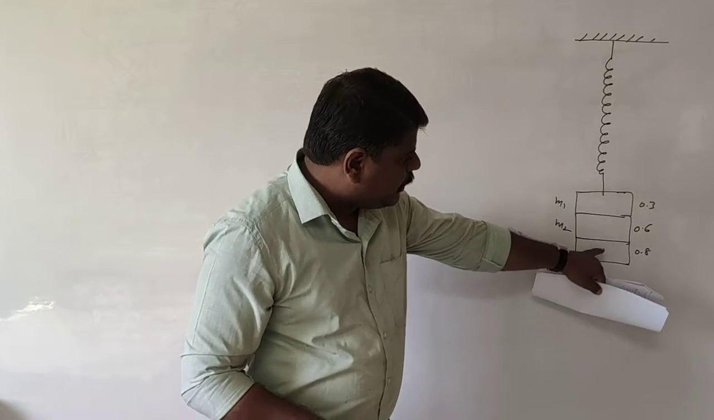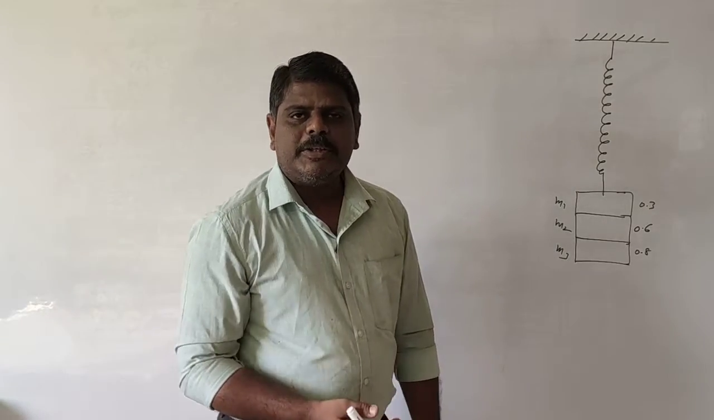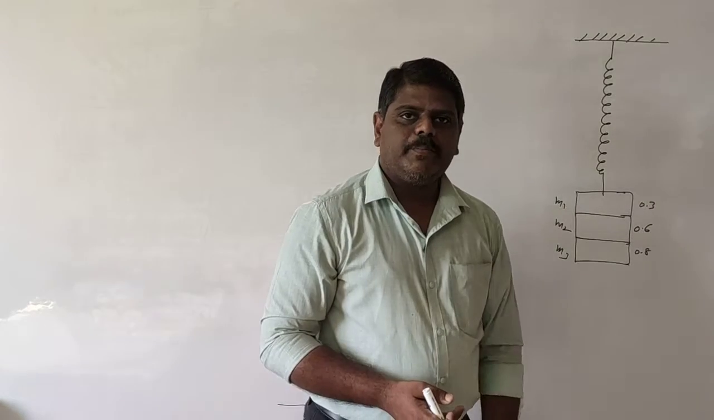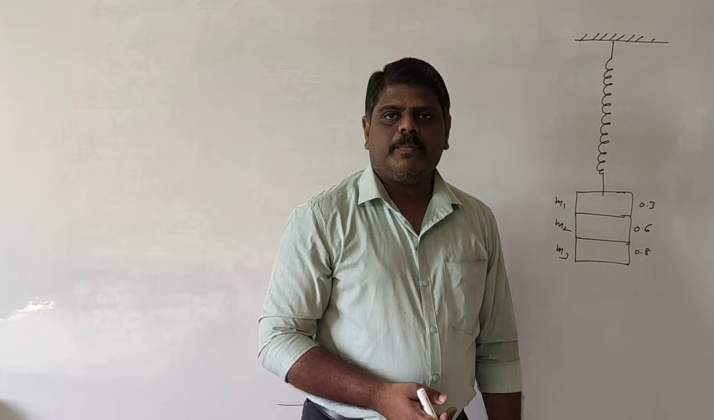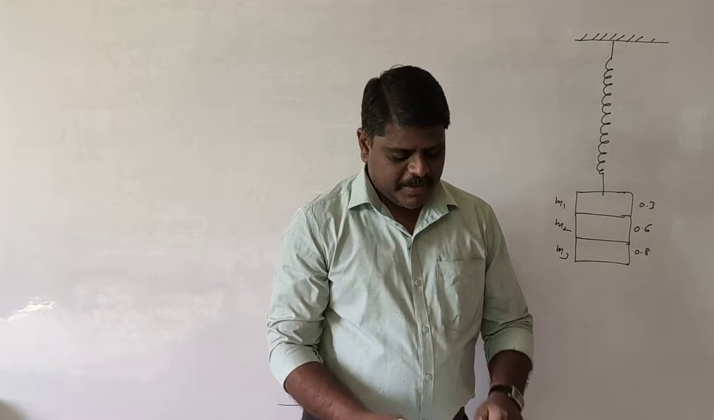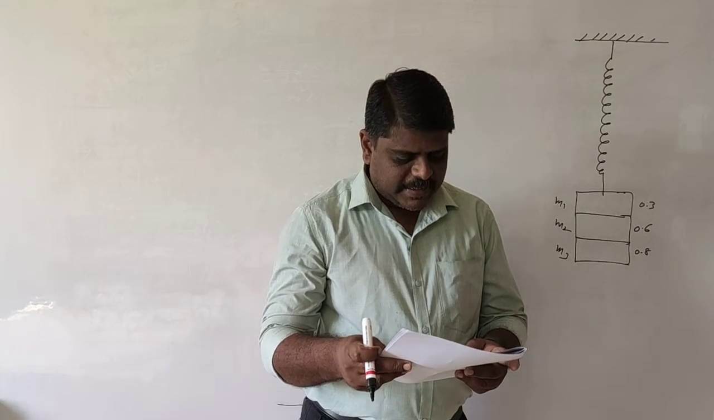That means whenever the 0.8 kg is removed, how much mass is attached to the spring? 0.6 plus 0.3, that equals 0.9. That means the mass value I have to take is 0.9. And we need to find the k value, because the time period is already given in the problem. And what is the time period given? 3 seconds.